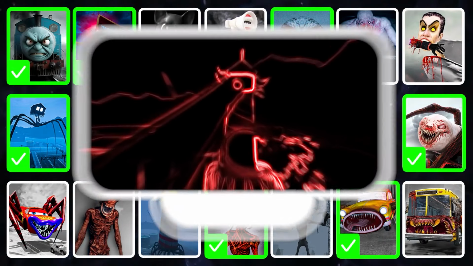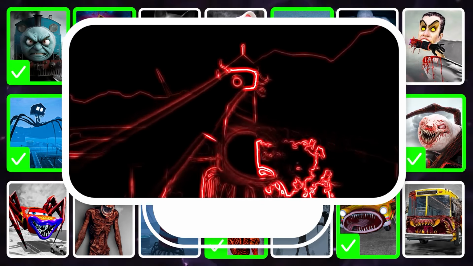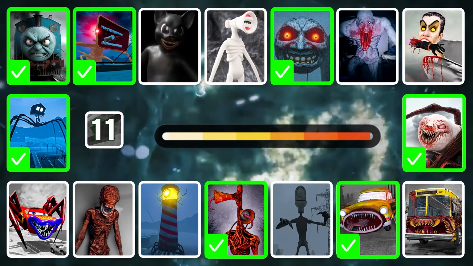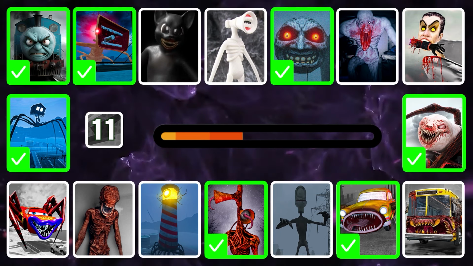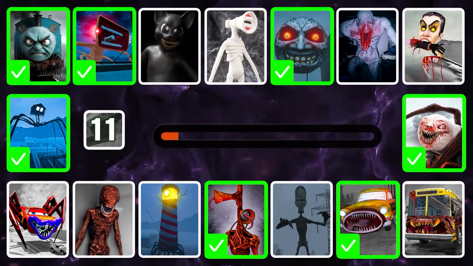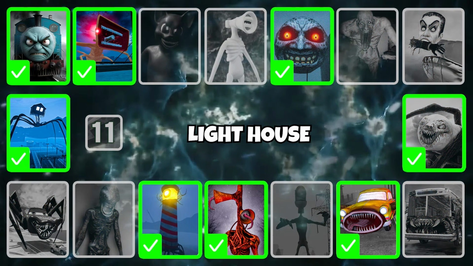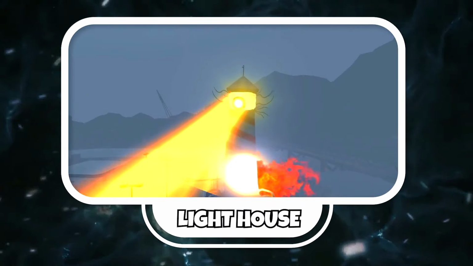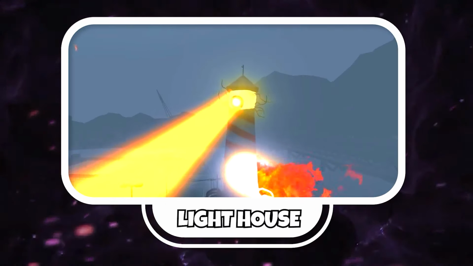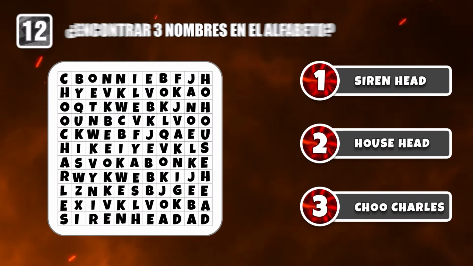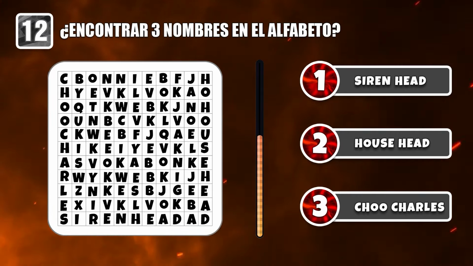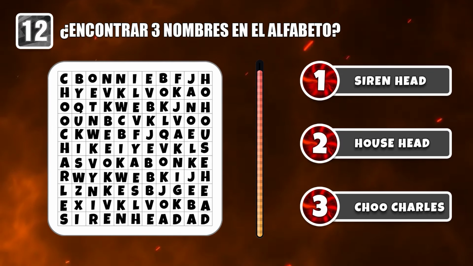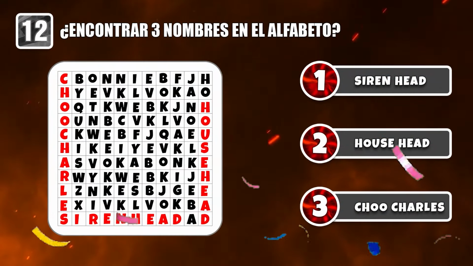Round 11. Who is dancing? Lighthouse. Round 12. Find 3 names in the alphabet. Have you found it yet?